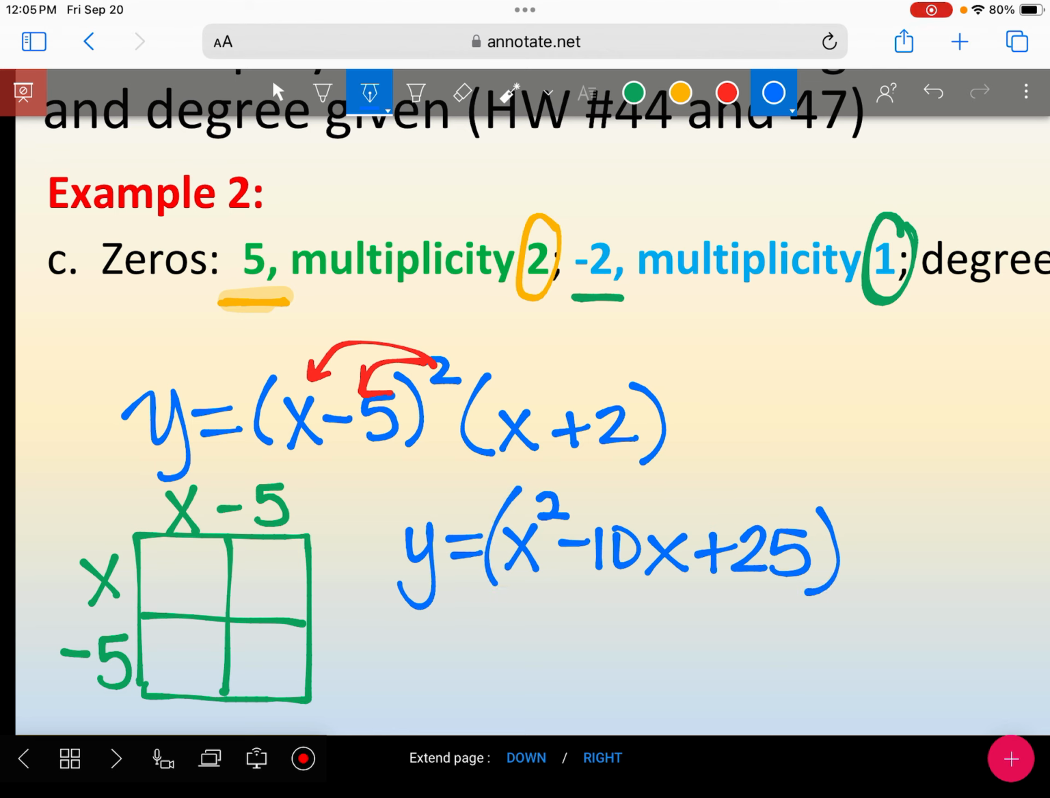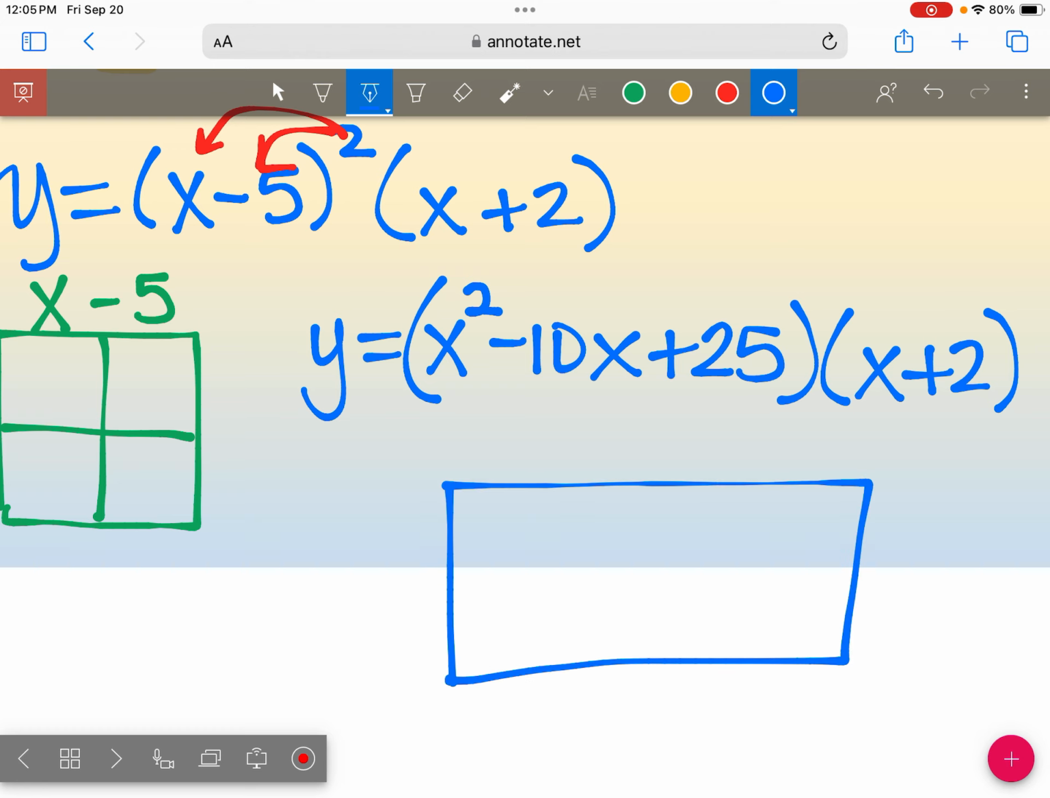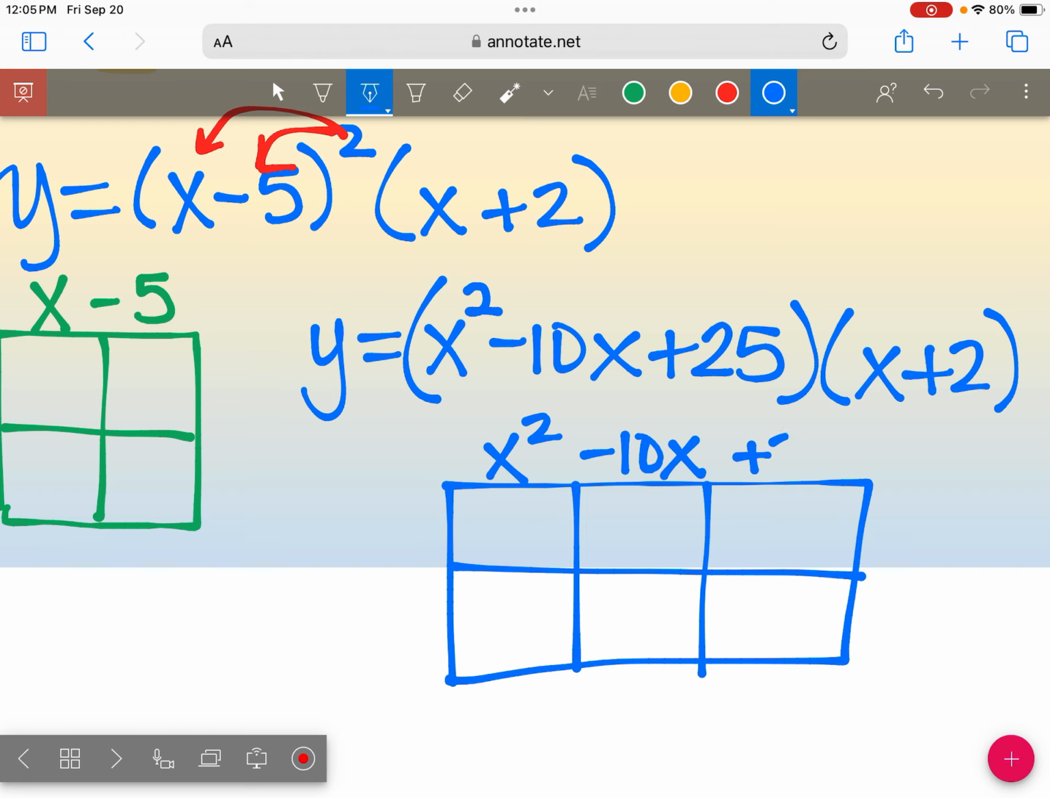But we're not finished yet, because when we're done, our final equation should have a degree of 3. So we have to take that answer and multiply it by x plus 2. So I'm going to make a box. I always make a box when it's a 2 by 3. I don't make it when it's a 2 by 2. If you distribute, I just like it to be organized, so that's why I like to make a box, but it's whatever you prefer.